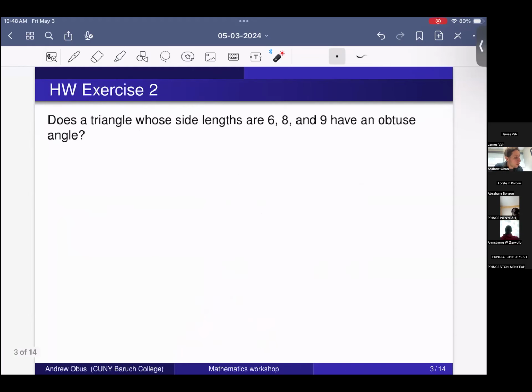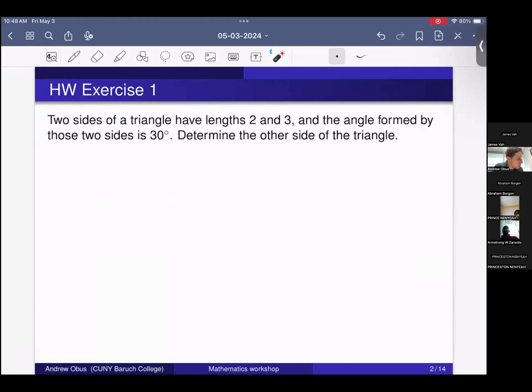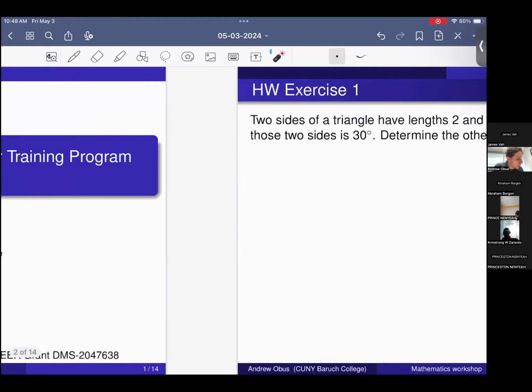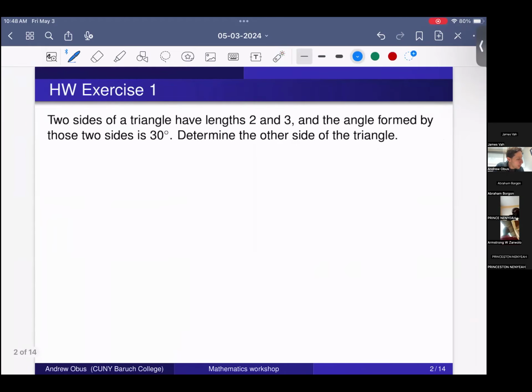Let's look at the law of cosines over here. For homework exercise number 1, we have that 2 sides of a triangle have length 2 and 3, and the angle between them is 30 degrees. This is a pretty straightforward law of cosines problem. We have this other side of the triangle, c, and we want to determine the length of c. So using the law of cosines, what equation can we set up that will let us solve for c?